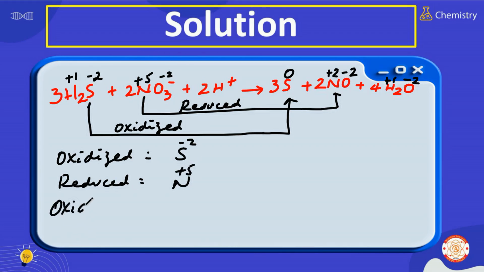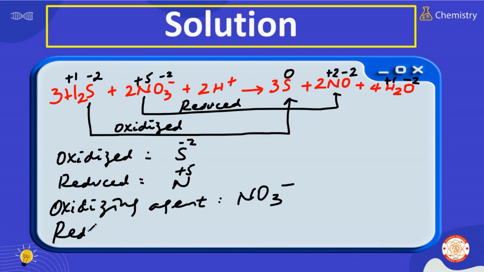And then the oxidizing agent is the one that helps what? The other substance to get oxidized, but itself gets reduced, is nitrate. And the reducing agent is hydrogen sulfide.